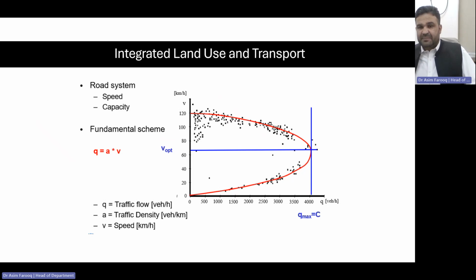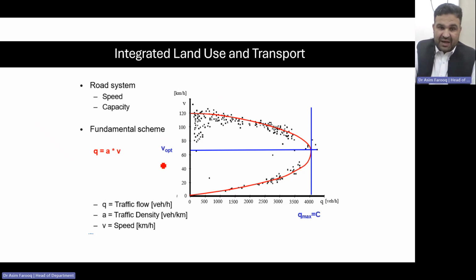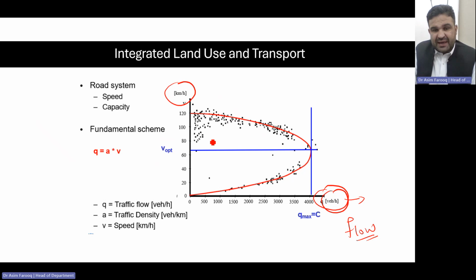This is another concept, which is called integrated land use and transportation planning. So let me give you one example. This is Q, which means flow, which we usually measure in vehicles per hour, and this is our speed. Okay. And at this end, for example, this is 1 lane, and then 2 lanes, and then 3 lanes, and then 4 lanes, and then 5 lanes, and now we reach here.